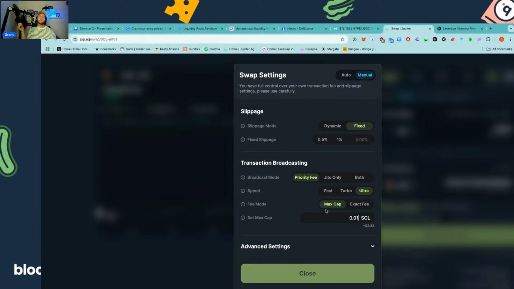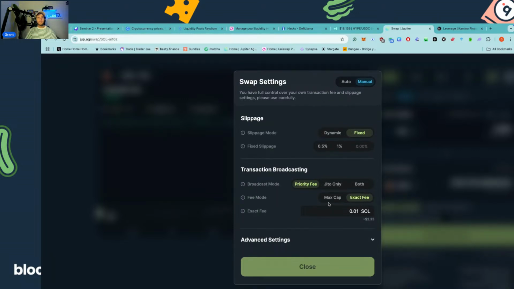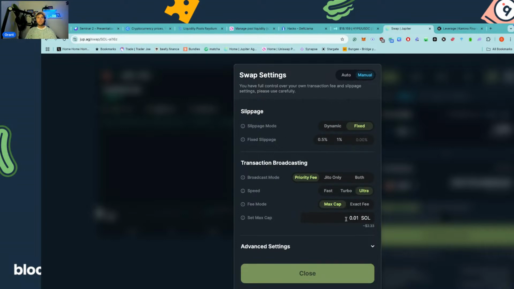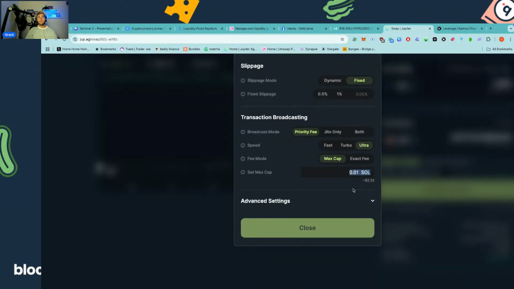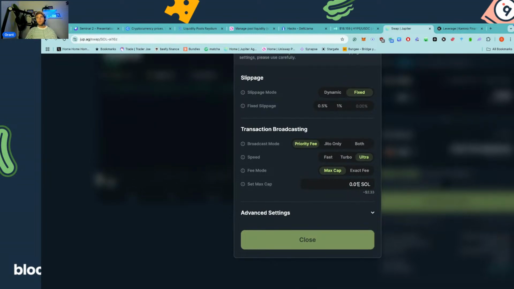Think about it, in times of high traffic, everyone's going to be trying to set their max cap a lot higher than what it is currently, so they make sure they get their transactions through. And then I always pay ultra. You can go exact fee or max cap. So if the transaction is willing to go through at lower cost than this 0.01, then that's completely fine. Or you can just say exact fee. I don't care. I just want it to go through.